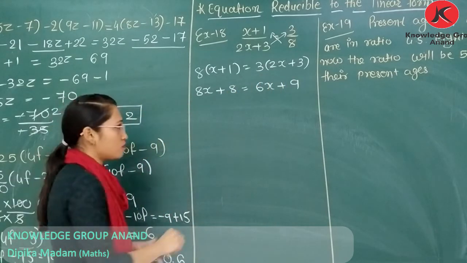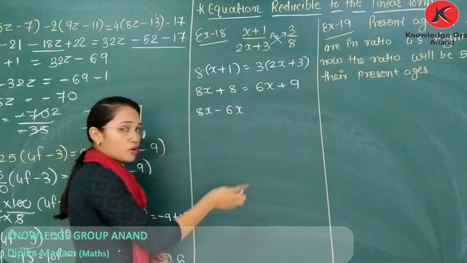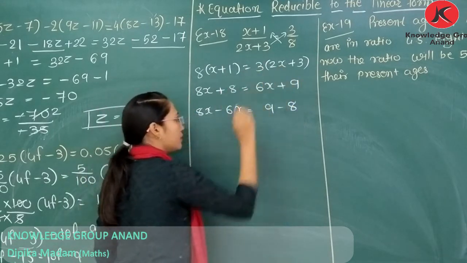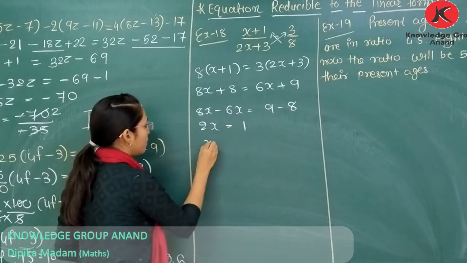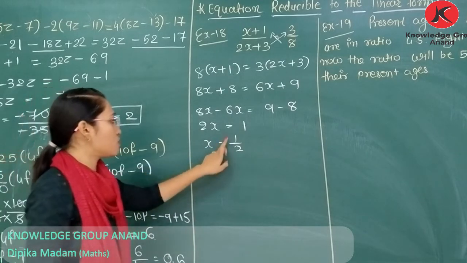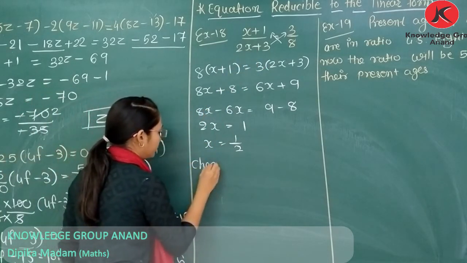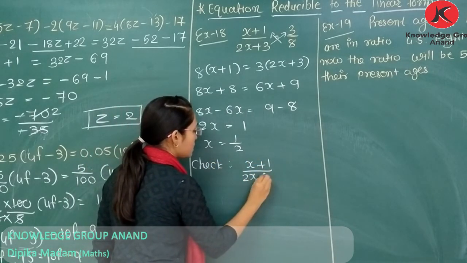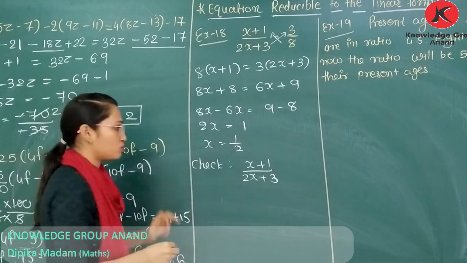Now like terms on one side, 8x minus 6x. 6x that is positive becomes minus and 9 minus 8. 8 becomes negative. So that is 2x is equal to 1. Now 2 in a divide, that is 1 by 2. You can check your answer by substituting this 1 by 2 into this side. Check. x plus 1, 2x plus 3. Wherever there is x, you need to write 1 by 2.